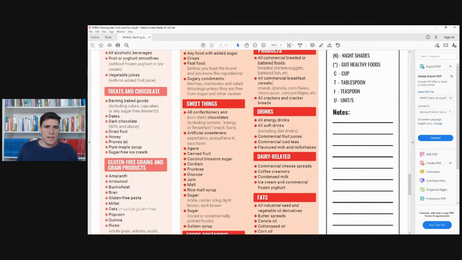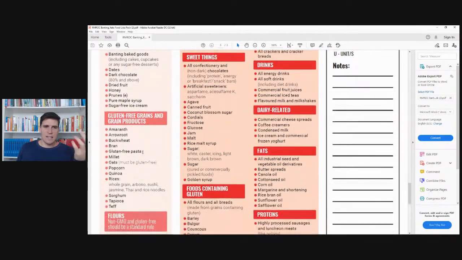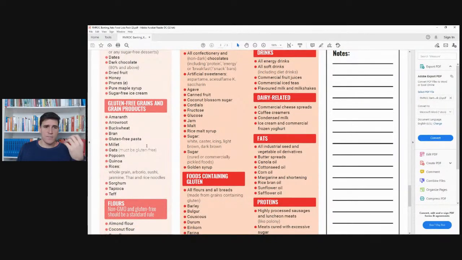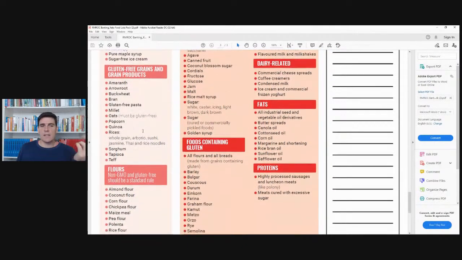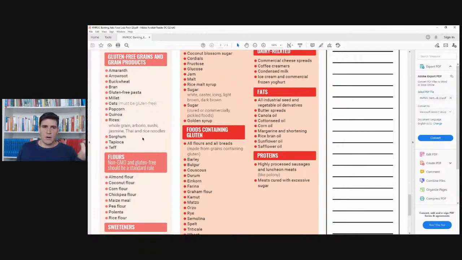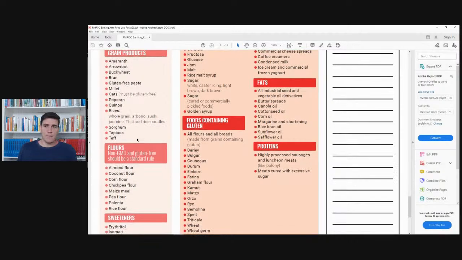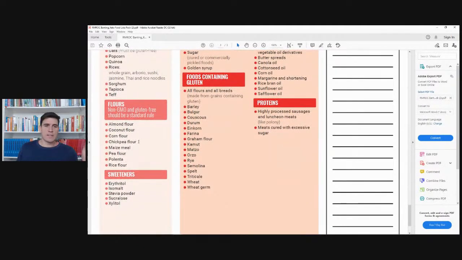Then under treats and chocolate, all of these so-called healthy sugars are still sugar. Sugar-free ice cream is still sweet, and Banting baked goods are light red. So these are all foods that you should have hardly ever. Okay, because they're sweet, they stimulate your appetite, etc. Dates, honey, dried fruit, these are all very high in sugar. And then gluten-free grains. So again, these are still grains, they're still high in carb, but they are gluten-free, and you can have these if you are not insulin resistant. And then finally, on the flours front, these are just flours made of a lot of the grains above and sweeteners.